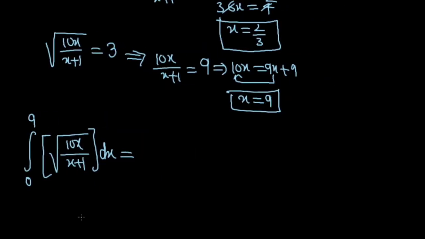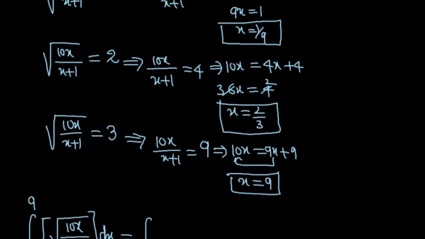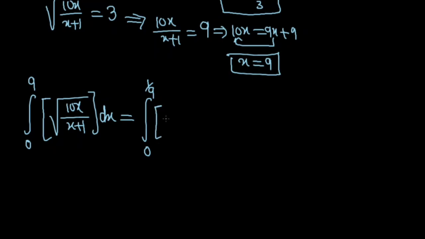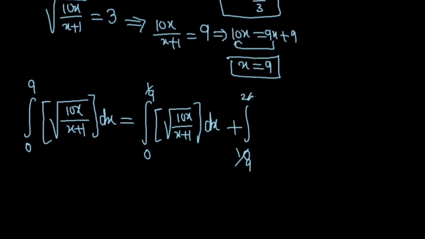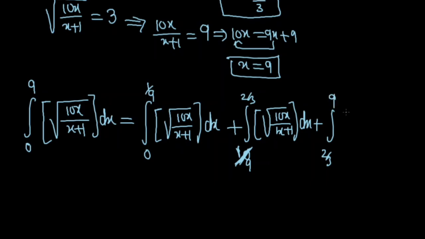So I am breaking the limits, the x values, 0 to 1 by 9. 0 to 1 by 9, step function of root over 10x divided by x plus 1 dx, plus 1 by 9 to 2 by 3, greatest integer function of root over 10x divided by x plus 1 dx, plus 2 by 3 to 9, greatest integer function of root over 10x by x plus 1 dx. So this is what we have here.